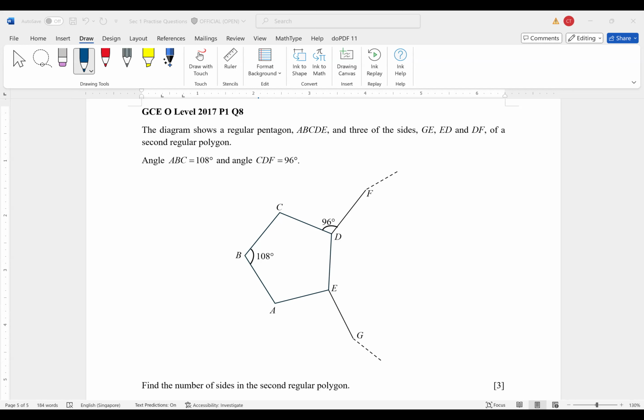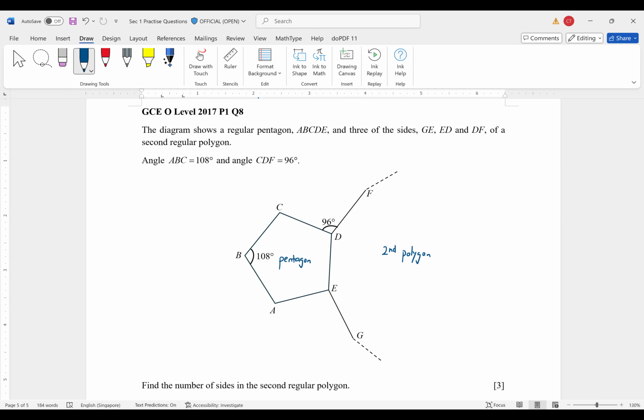The diagram shows a regular pentagon ABCDE and three sides GE, ED and DF of a second regular polygon. So over here we have two polygons. We have a regular pentagon here, and over here we have a second polygon. But this polygon has quite a number of sides, so they didn't draw the complete polygon. They draw only part of the polygon, showing three sides, DE, EG, and DF. So three sides.